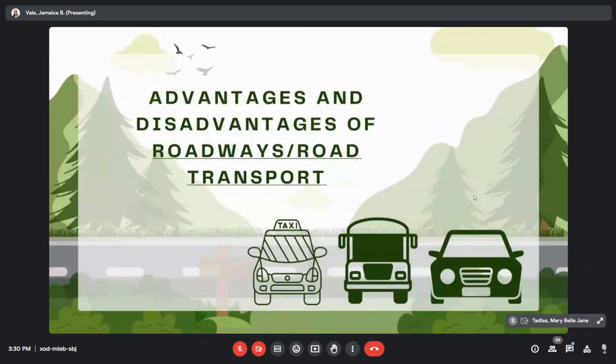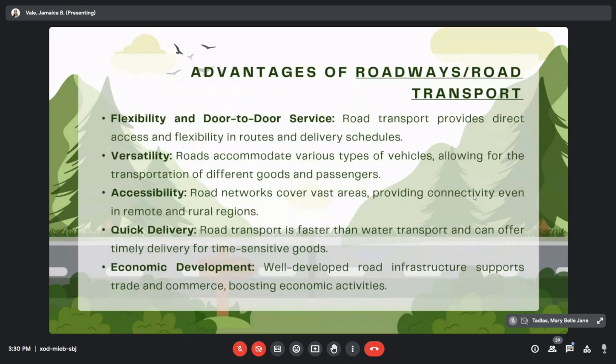Next, we have the advantages and disadvantages of roadways or road transport. The advantages of roadways or road transport: first is flexibility in door-to-door service. Road transport provides direct access and flexibility in routes and delivery schedules. Next is versatility. Roads accommodate various types of vehicles, allowing for the transportation of different goods and passengers.